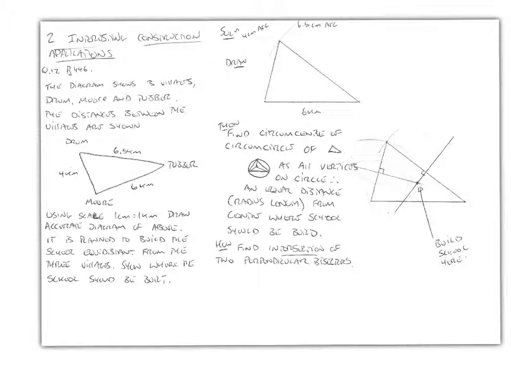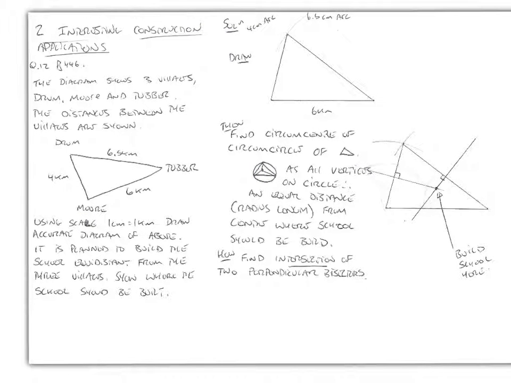And if we look at some interesting construction applications, this is question 12 from page 446 of your book. The diagram shows three villages, Drum, Moor and Tubber. The distances between the villages are shown, 6.5, 6 and 4. Using the scale 1 centimetre is 1 kilometre, draw an accurate diagram of the triangle. And note that it's planned to build a school equidistant, the same distance, from each of the three villages. Show where the school should be built.